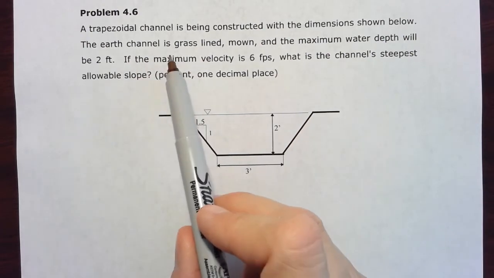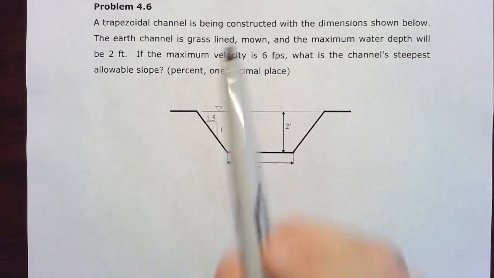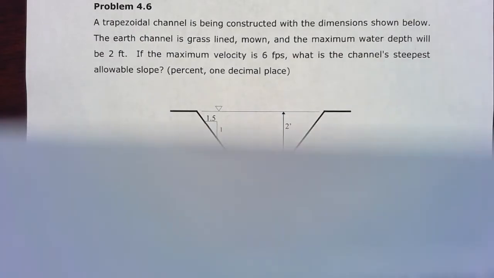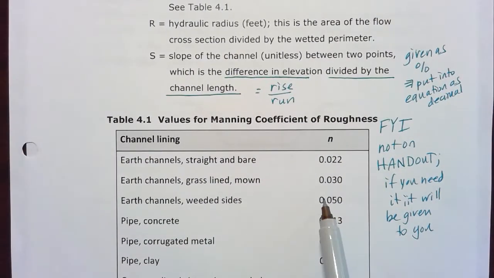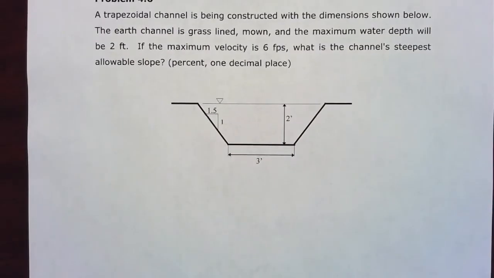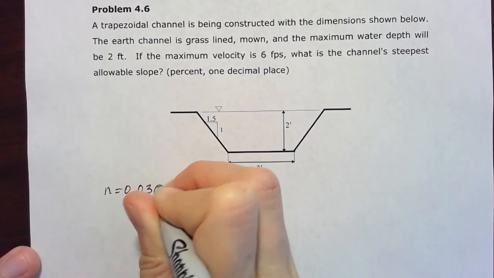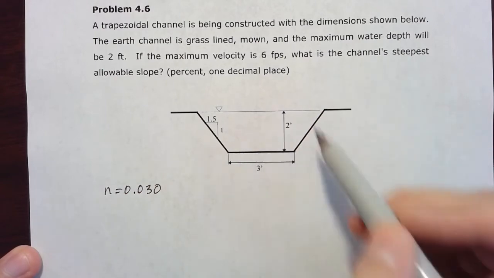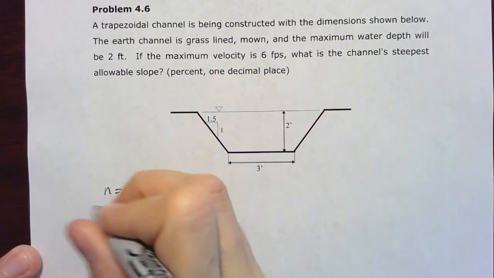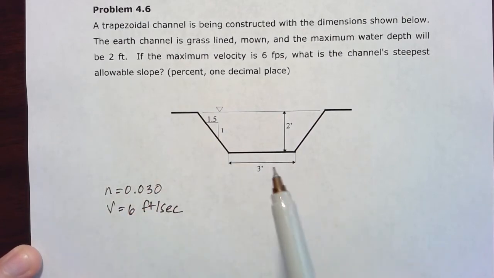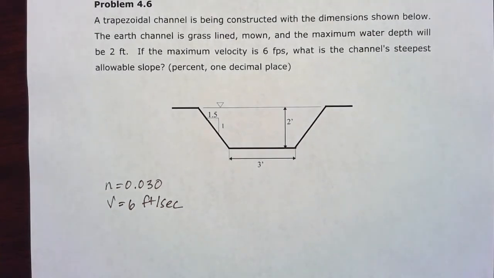We also know that it's an earth channel, that it's grass lined, and that it's mown, and then we can look at our Manning's numbers from our textbook, or I will give you that number, but just looking at the chart here, the Manning's n for that is 0.030. So we'll use that Manning n for this problem. And then we're also given information about the channel itself here, as well as the maximum velocity, which is 6 feet per second. So let's take a look at the channel dimensions in terms of our trapezoidal channel information that we derived in class.